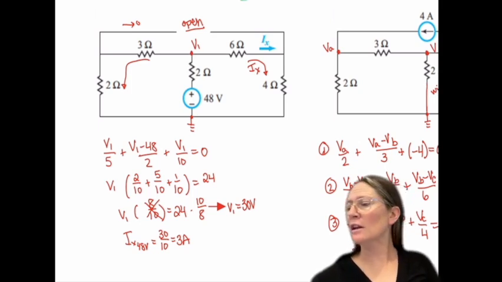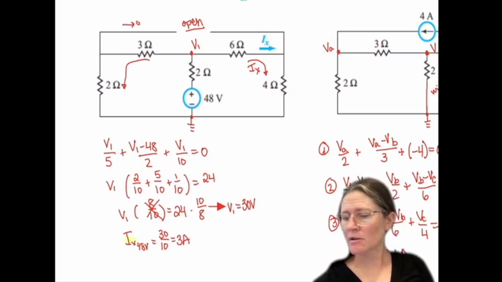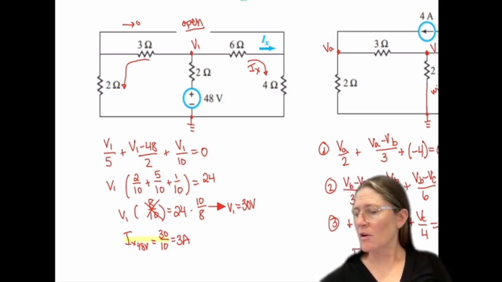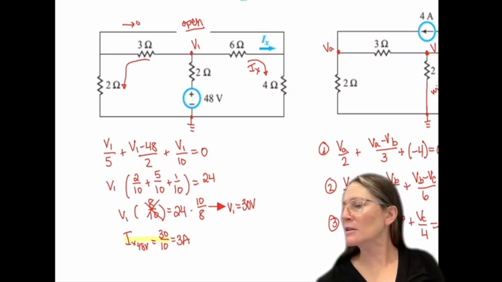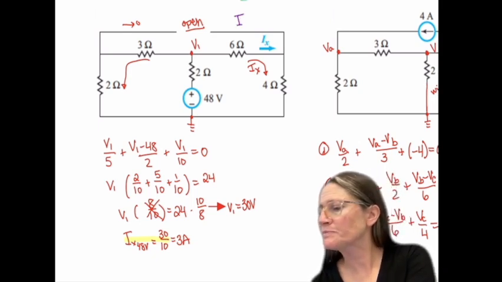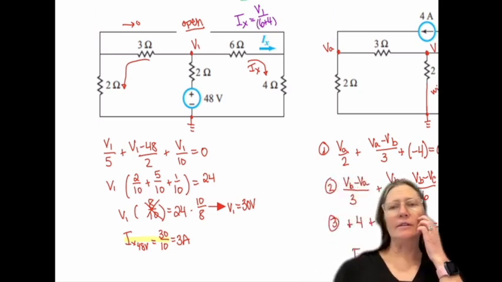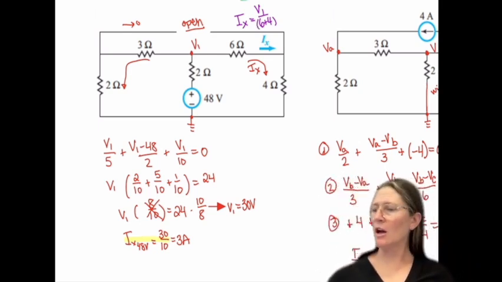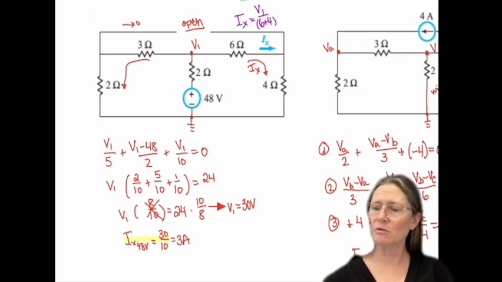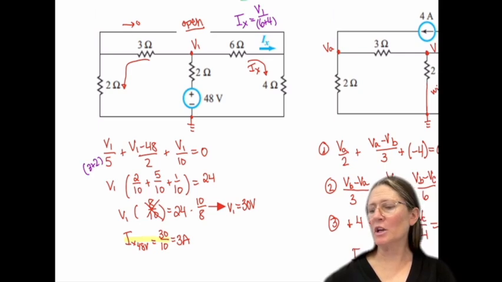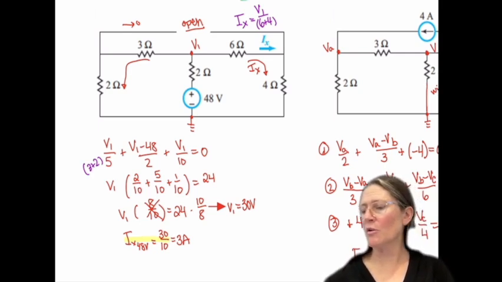So knowing that, I can write it here. So IX will be V1 over 6 plus 4. And then solving for this, I just set it up. So V1 minus 0 over 5, 3 plus 2, V1 minus 48 over 2, V1 over 6 plus 4, which is 10.